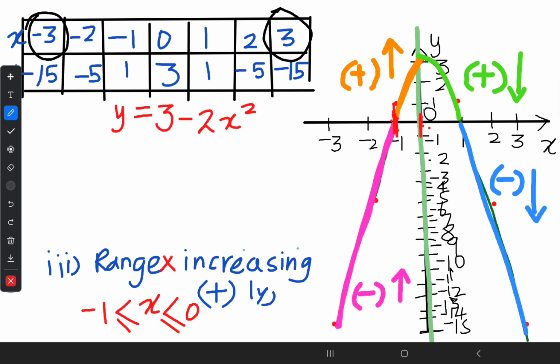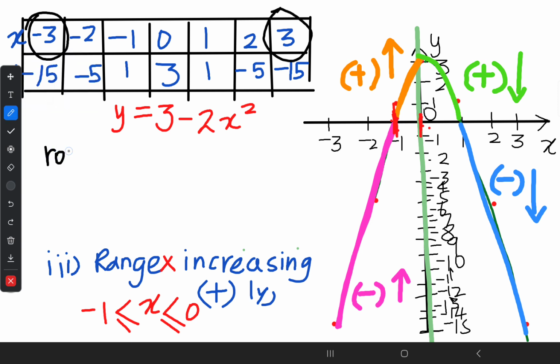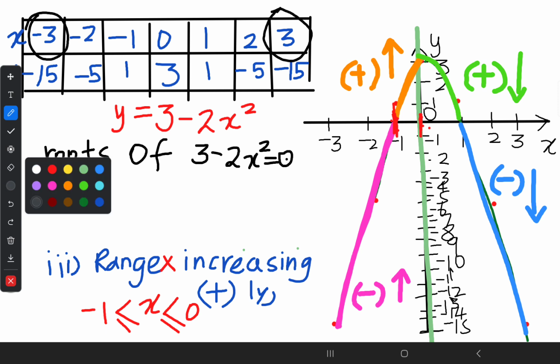Next question is about to find roots of this graph. Okay, roots, that means find roots of the equation. I'll write the question. Roots of the equation is given as 3 minus 2x square equals to 0. This is the given data. We have to find roots of the given equation. How can we find the roots? There is no data given. So how can we find that? That's the thing we are going to determine over here.